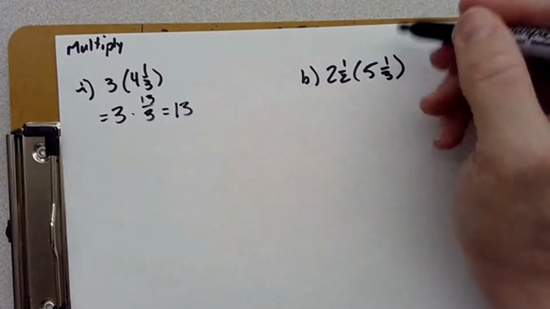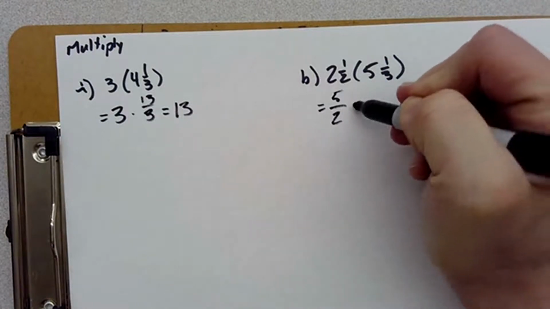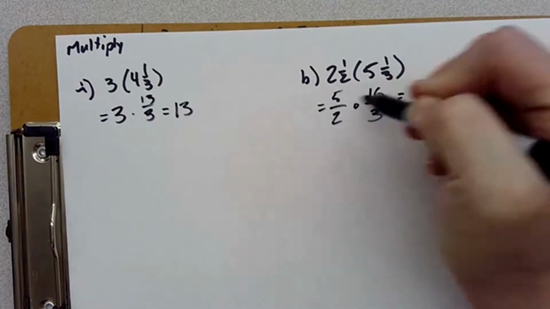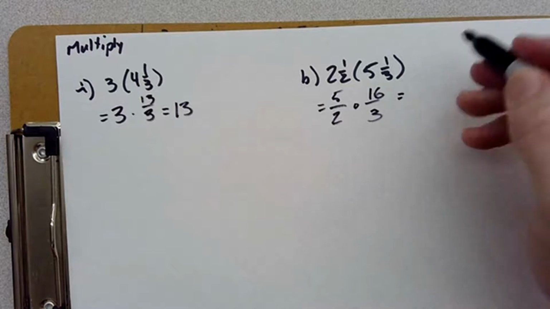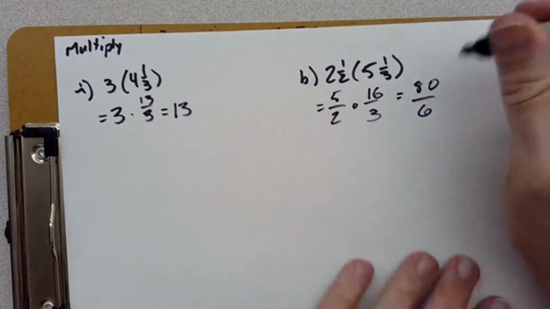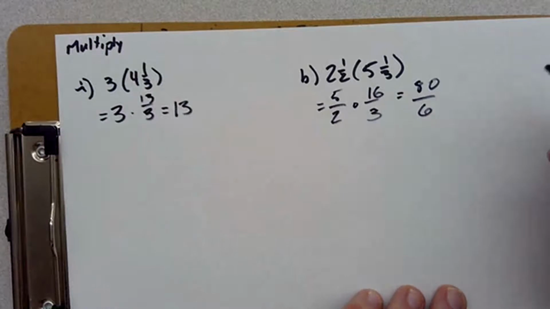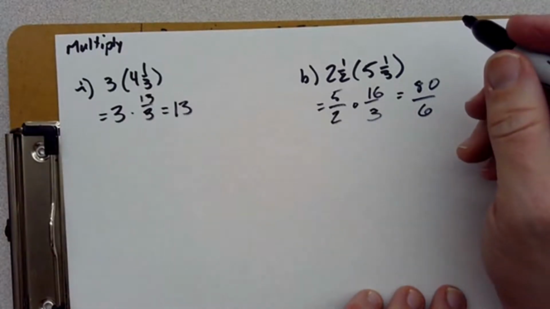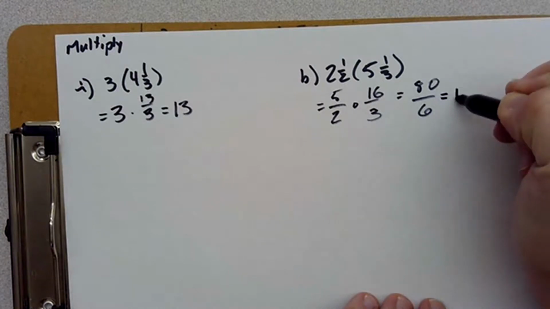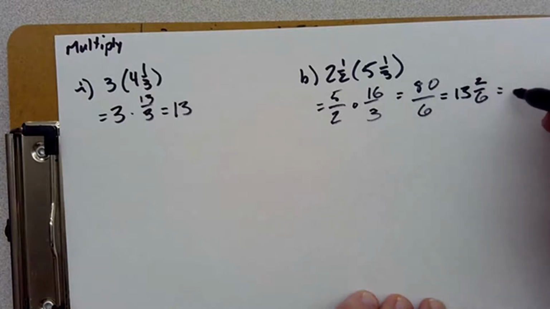Now we've got 2 1/2 times 5 1/3. Well, 2 1/2, that's 5 halves. 5 1/3 is 16 thirds. 5 times 16 is 80 over 6. Okay, well, the closest multiple of 6 to 80 is 78. And 78 is 13 times 6. And we're left with 2/6, which is 1/3.